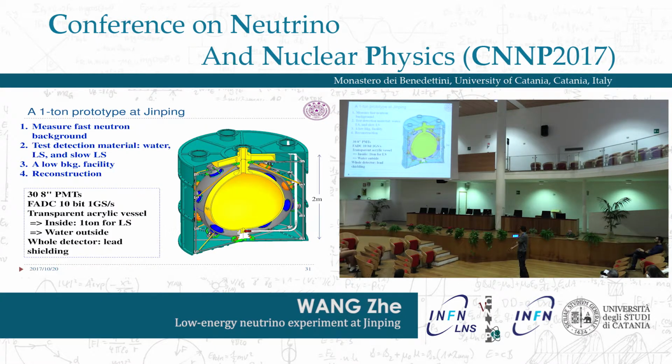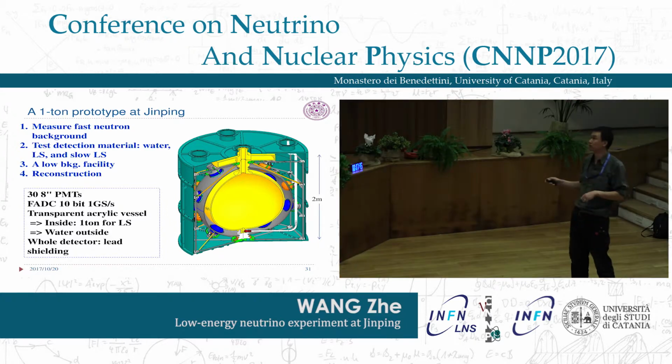All these tests were done with a small 20 liter detector, and also simulation. Now we are making a bigger experiment. It's a 1 ton prototype at Jinping. We plan to measure the underground fast neutron background and test detection materials, for example, water, liquid scintillator, or slow liquid scintillator. It can also serve as a low background facility and for studying reconstruction, etc.